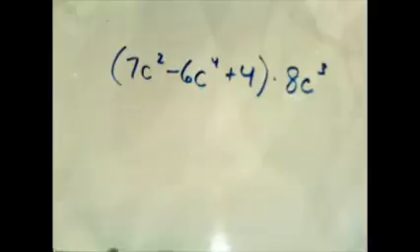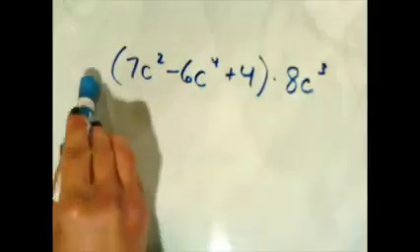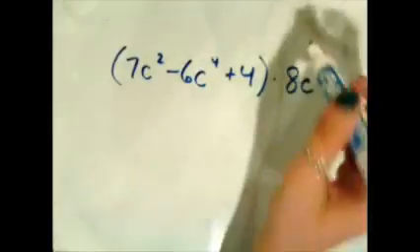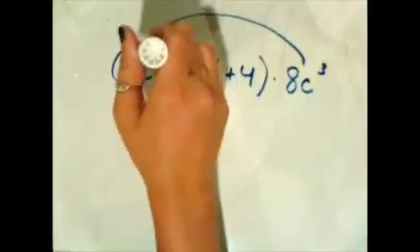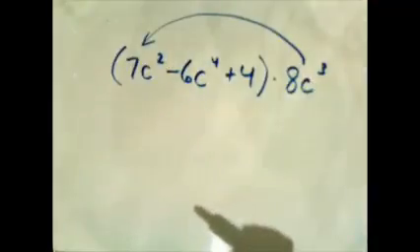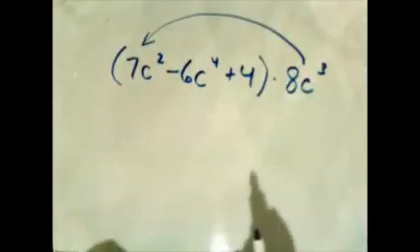So it doesn't matter that this is at the end. If it bothers you, you can write it out front and erase it over here. It doesn't bother me, so I'm just going to do it the way it is. So 8c to the 3rd times each of these three terms. So 8c to the 3rd times 7c squared. It's a lot to say at once. We'll think about it in parts.